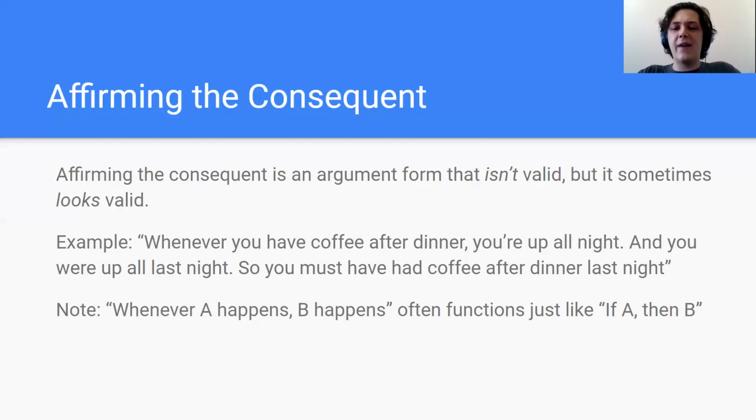So this example here with having coffee after dinner is based on a real conversation that I've had in real life. So I know this can happen. It's easy to make this mistake. People make it. But it's still a fallacy. It's still an error. So we want to be careful and try to avoid it whenever we can.